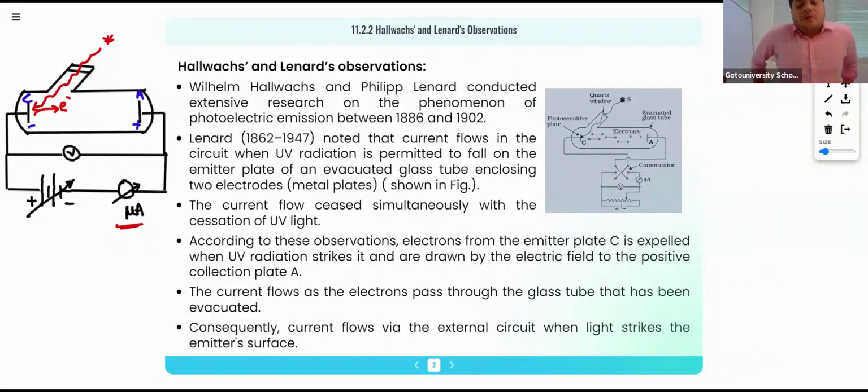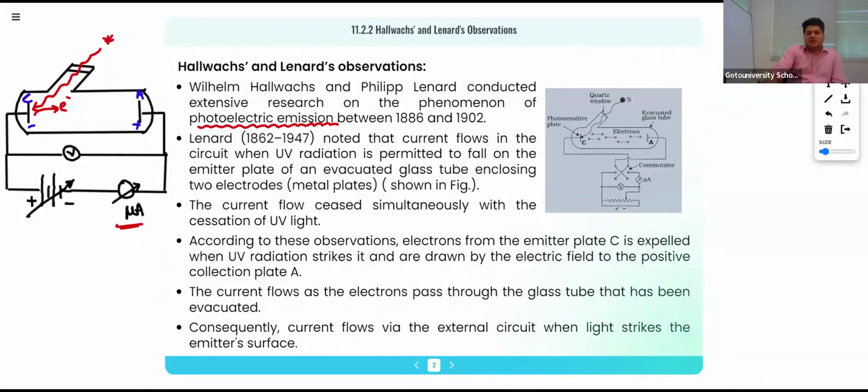Now see what is there here. William Hallwachs and Philip Lenard conducted extensive research on the phenomena of photoelectric emission between 1886 and 1902. Lenard noted that current flows in the circuit when ultraviolet radiation is permitted to fall on the emitter plate of an evacuated glass tube enclosing two electrodes. The current flow ceased simultaneously with the cessation of ultraviolet light.